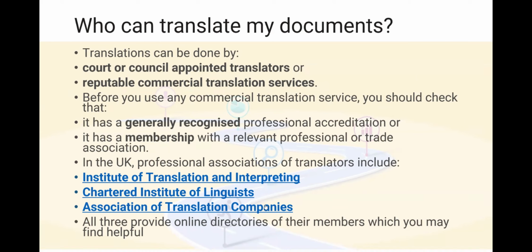Who can translate? There are professional associations, so before getting the translation done, make sure that those doing it are members of a relevant professional association.